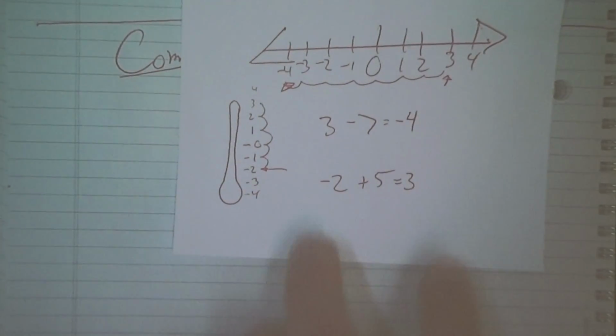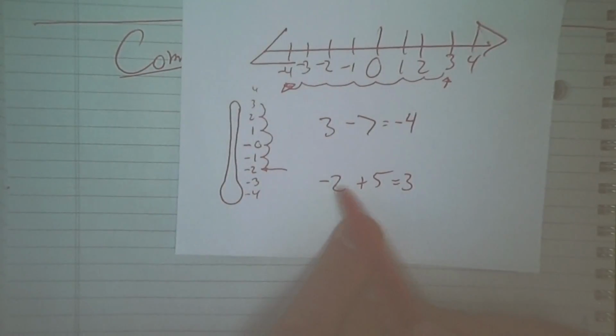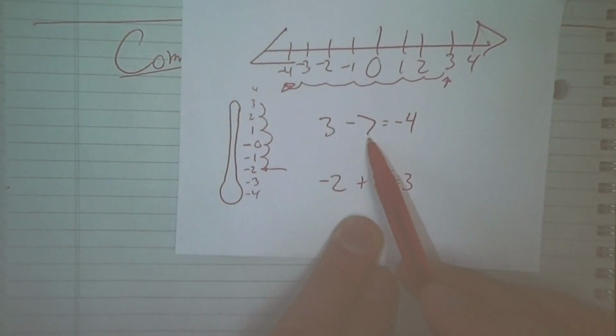What I do is I write a rule. If they are different signs, a negative 2 and a positive 5, they're different signs, you subtract. 5 minus 2 is 3. Different signs, 7 minus 3 is 4. And take the sign of the bigger number. Negative is bigger, or positive is bigger. That's my rule.